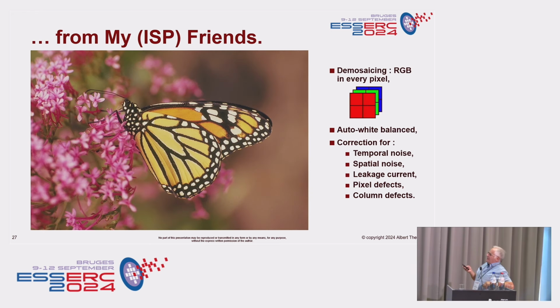Where are we? Correction is done for temporal noise. We correct it for spatial noise. That's very easy. Correcting for spatial noise is easy. Correcting for temporal noise is pretty difficult. We correct it for the leakage current, for the defect pixel, and also for the column defects. Defect pixel correction, that's no big deal.